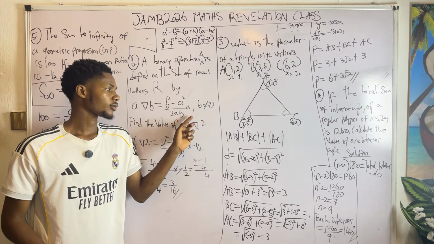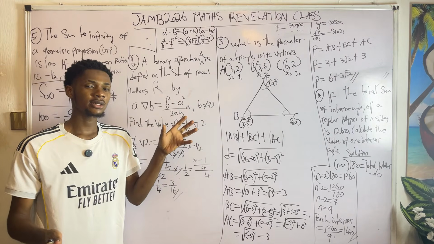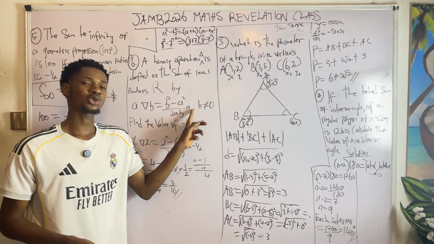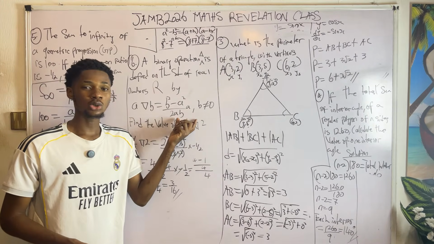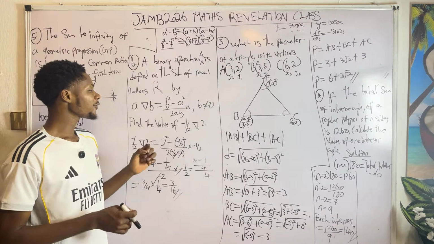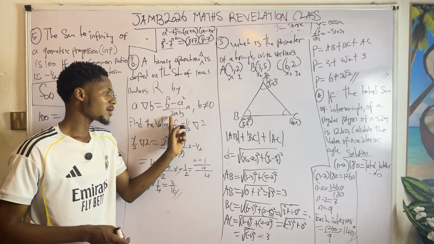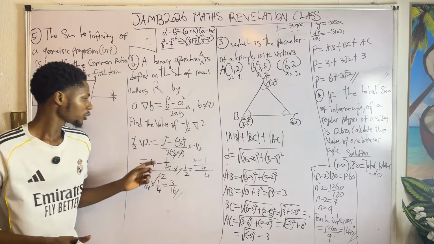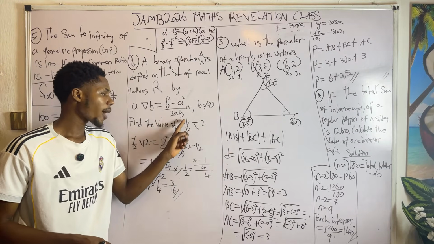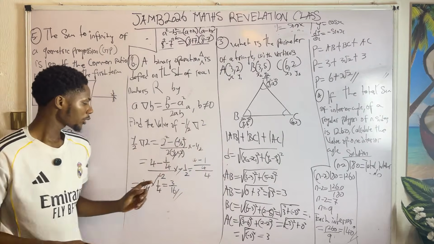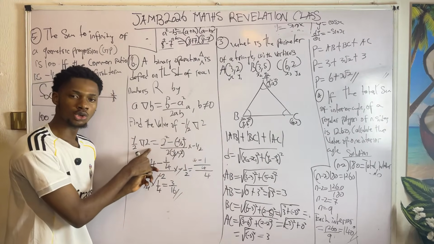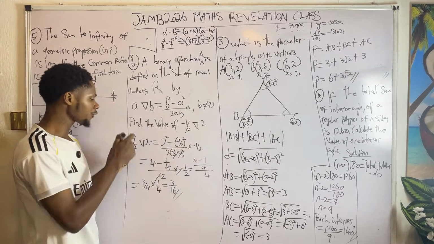It will actually not make real sense because a can cancel a. But because it's given in the question, we have to do it like that. So we are having a operation b equals b squared minus a squared times a divided by 2ab. Okay, that is the question. Find the value of minus 1 over 2 operation 2. To solve for minus 1 over 2 operation 2, we have to input it into this formula.